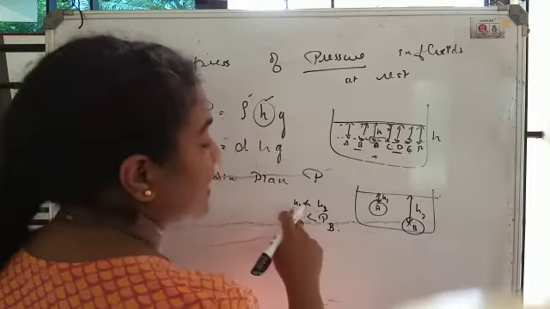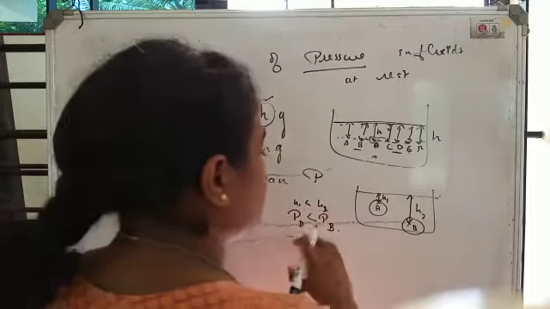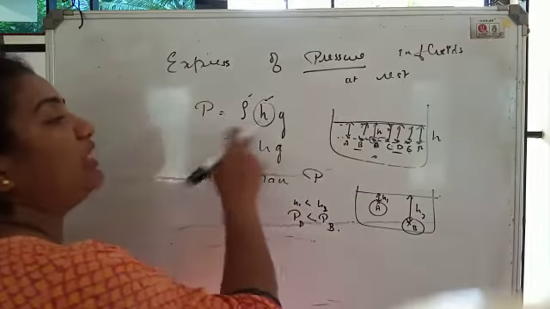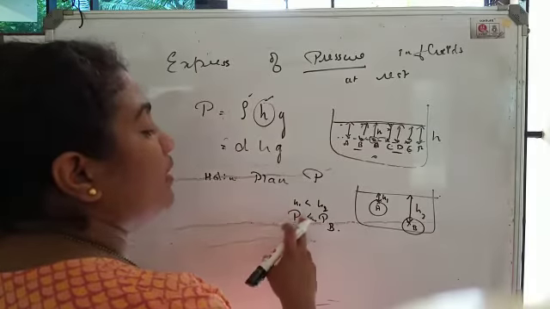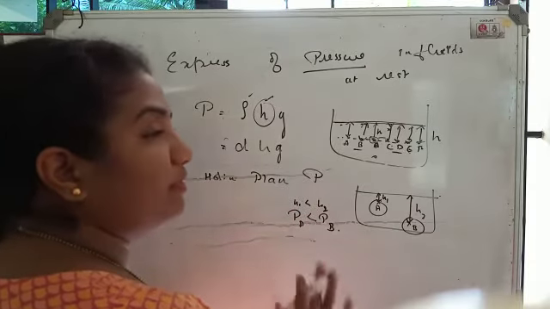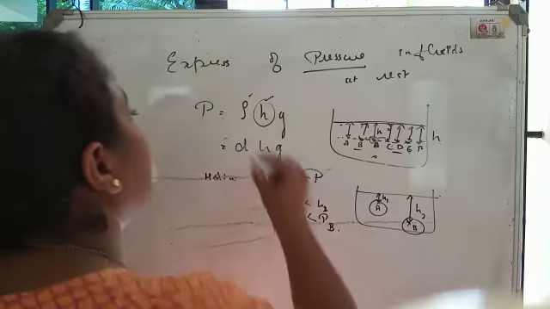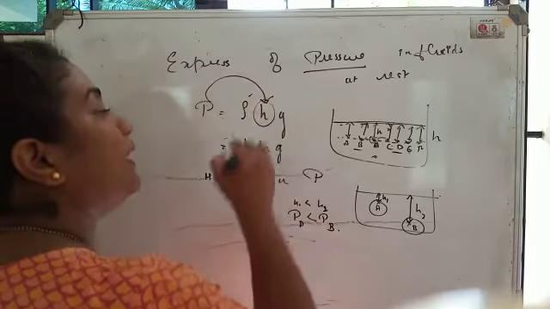As the height changes, the pressure depends upon the height. Clearly from the figure you can see it depends upon the height. So if there is variation of height, there will be variation in the pressure. Pressure is directly dependent on height.